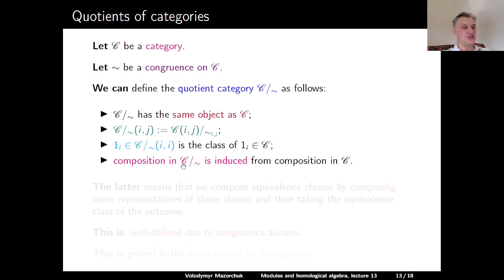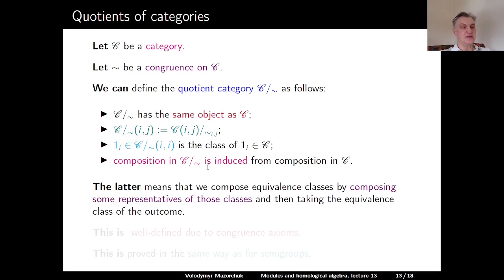And we define composition in this quotient category by inducing it from the composition in the category C. So this means that if we want to compose two equivalence classes, we pick two representatives, one in each class, and compose them.